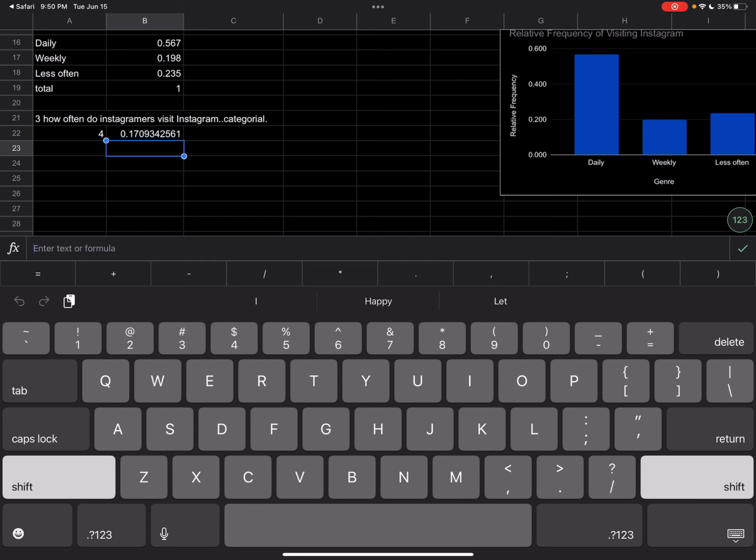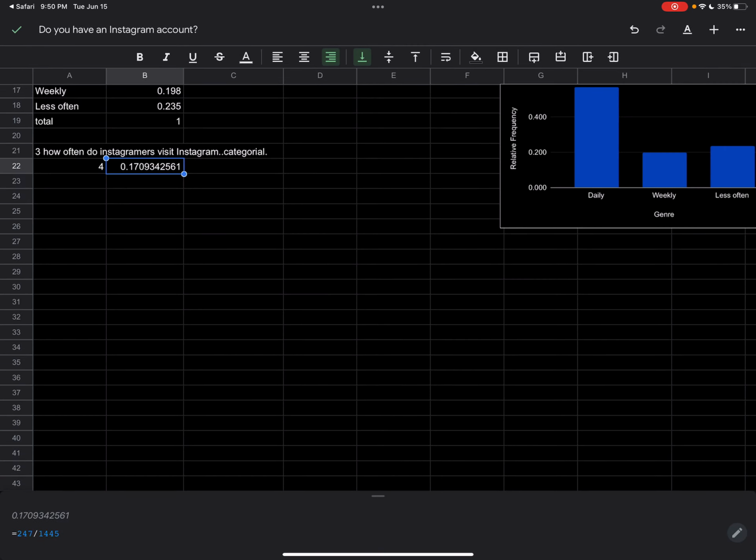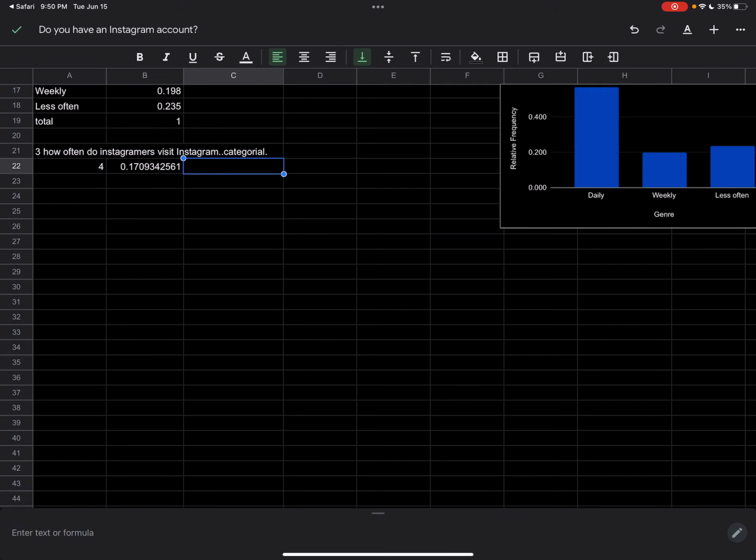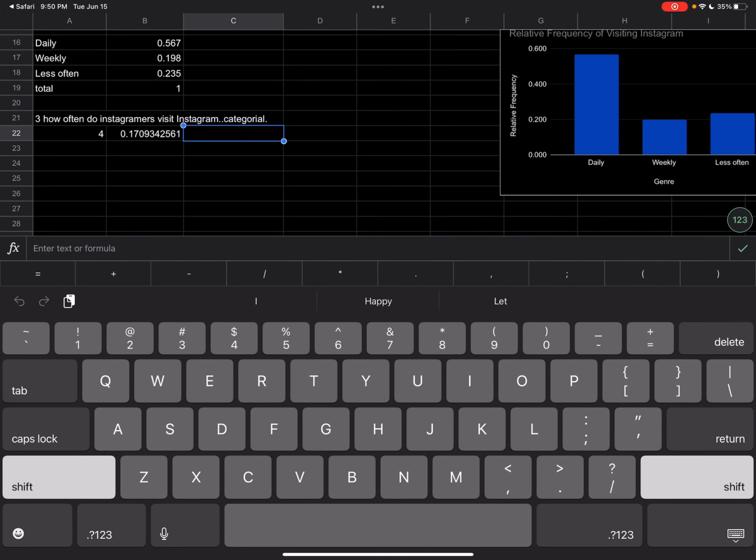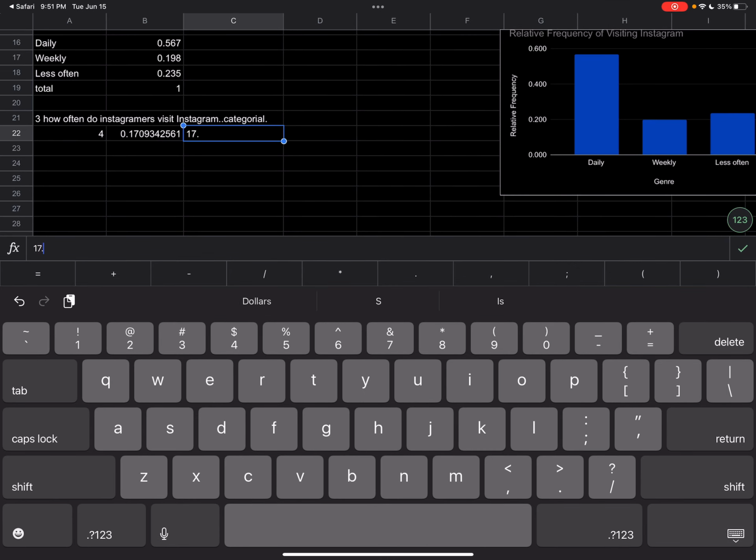And I believe we can also turn that to a percent if we want to, if I can figure out how to format that cell. But I'll just go ahead and do that mentally here. So if I move my decimal 2 spots, it becomes 17.1. So we can put 17.1% in there. 17.1% of the people use Instagram.